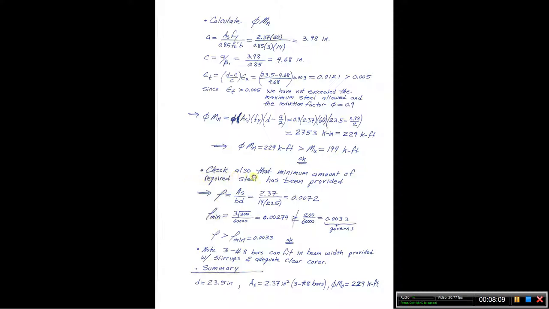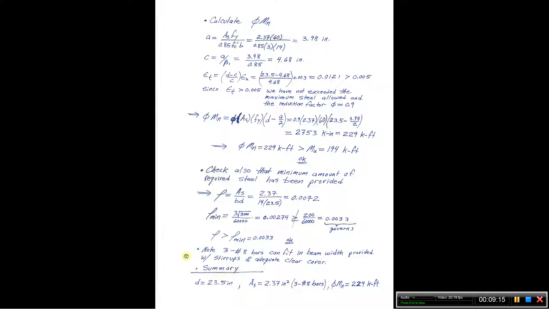Now, the next thing here is to check that the minimum amount of required steel has been provided. So we can calculate our steel ratio. We take that area of steel that we chose to use, 2.37 inches squared, divided by b times d, and we get 0.0072. We also can calculate rho minimum, 3 times the square root of f sub c prime over f sub y. And notice all of these values are in psi units, and we get 0.00274. That is not greater than this other limit, 200 over f sub y in psi units. This is the bigger value of these two, and so this one governs. Our rho value is 0.0072, which is greater than 0.0033. Therefore, we have satisfied the minimum steel ratio requirements.